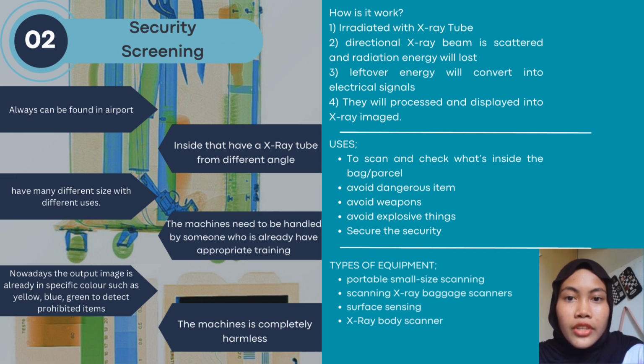What is the use of this security screening? It is to scan and check what is inside the bag or parcel to avoid dangerous items, weapons, and explosive things. This application can also secure the airport. There are a few types of equipment such as portable small-size scanners, scanning X-ray baggage scanners, surface sensing X-ray body scanners, and many more.